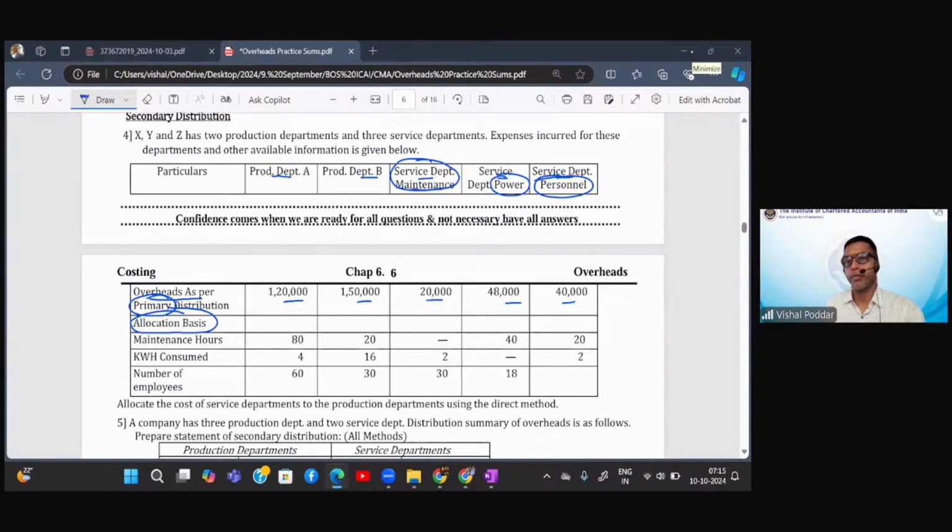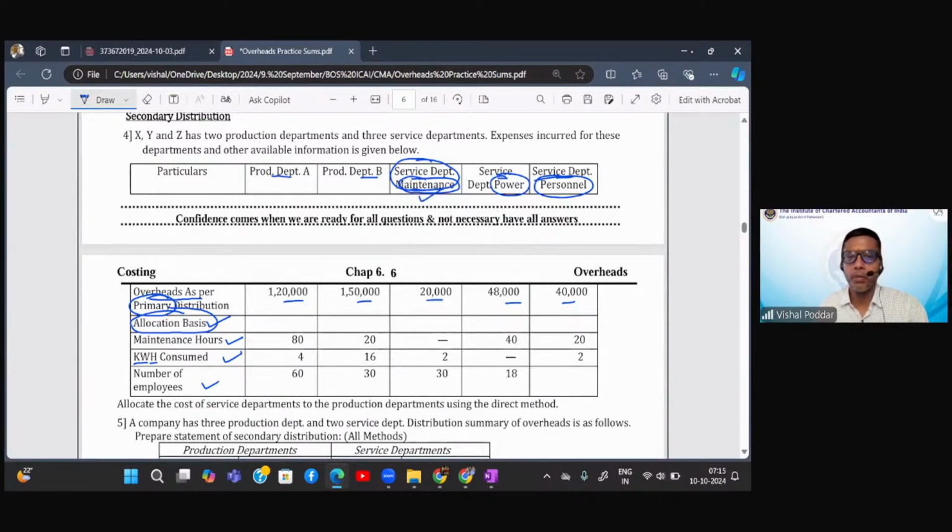We have to identify it by the names given. Now we have to observe this maintenance department. Your first service department is repairs and maintenance. And what are the allocation bases they have given? Maintenance hours, kWh, that is kilowatt hours, and number of employees. Now we have to ourselves identify what could be the criteria for distributing the service of each service department.